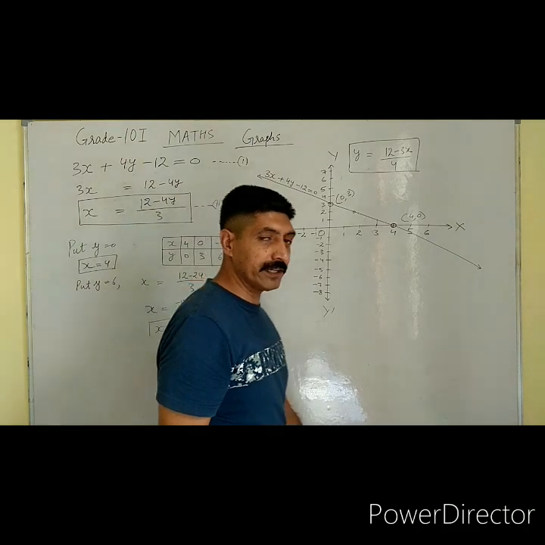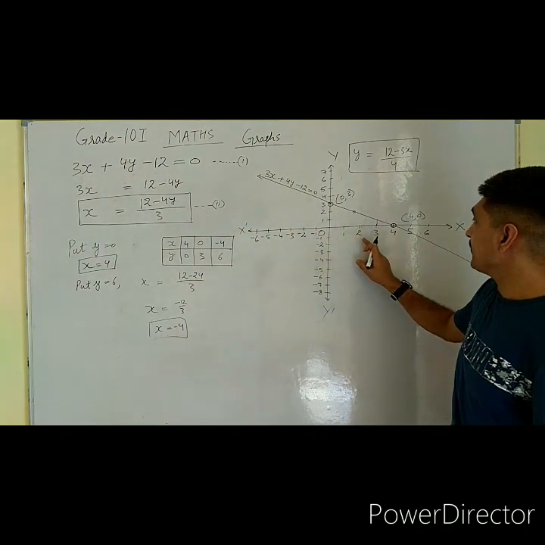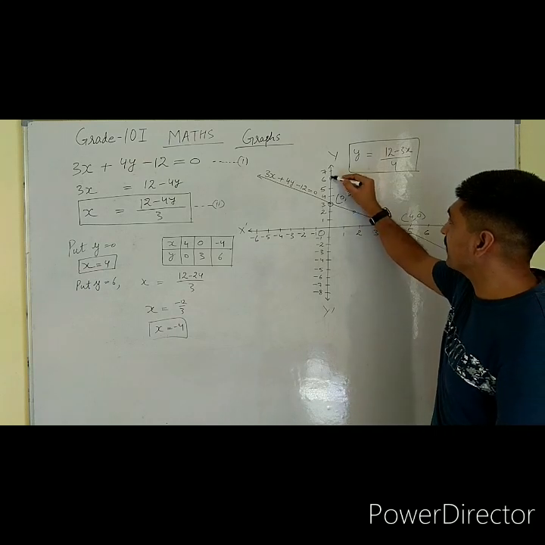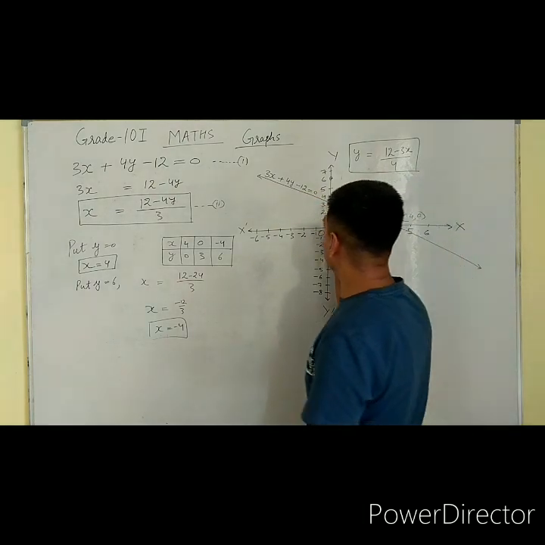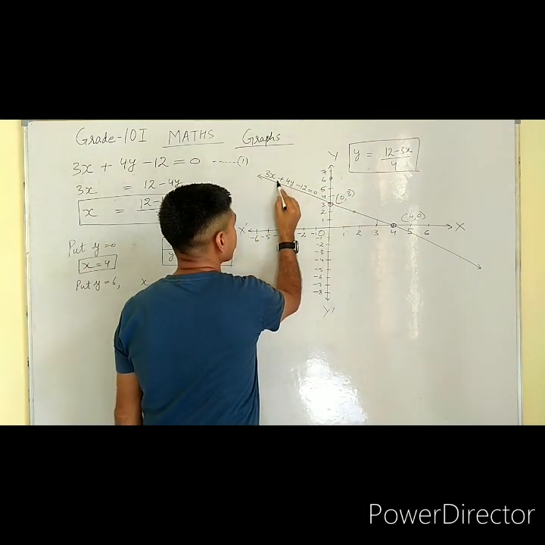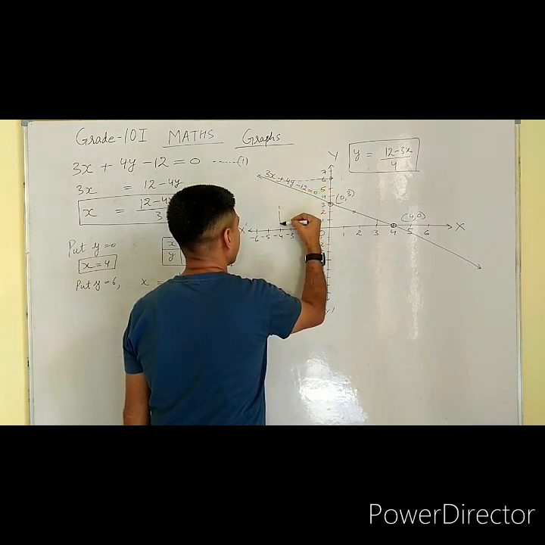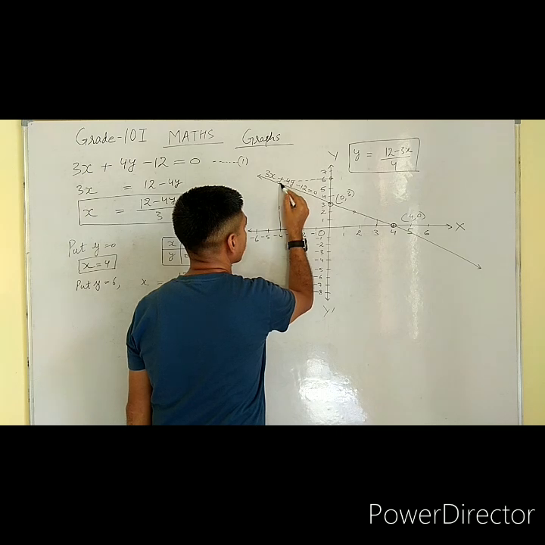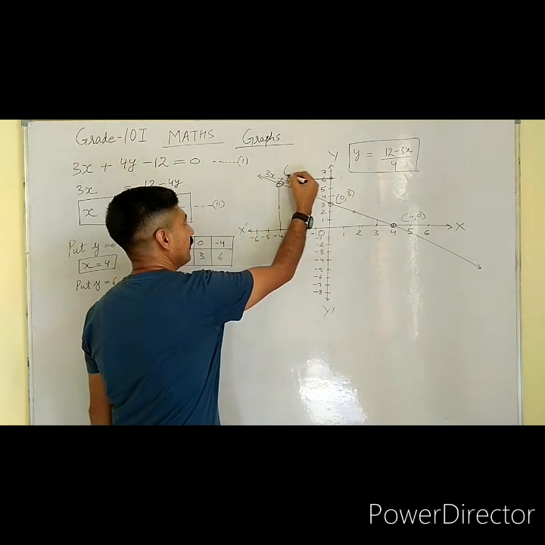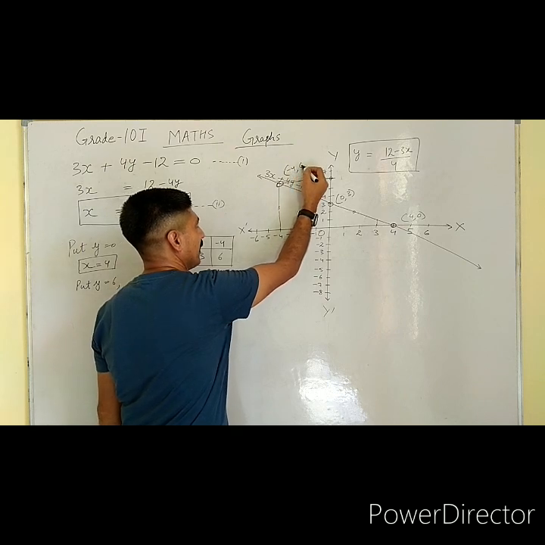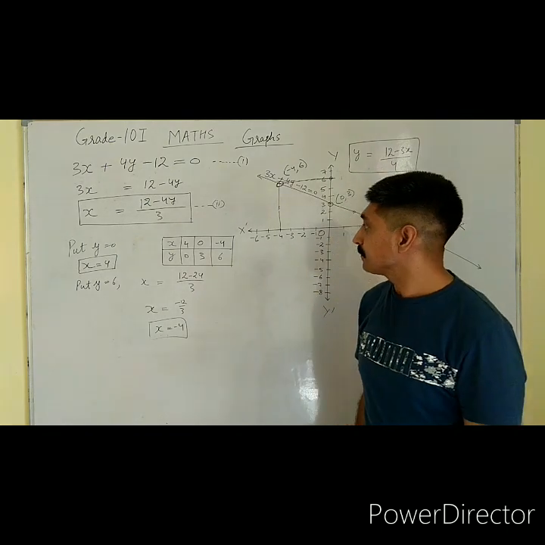So let's check this point here on the graph. The value of y is 6 and x is minus 4. So this is the point where the value of x is minus 4 and y is 6. So we can find infinitely many points.